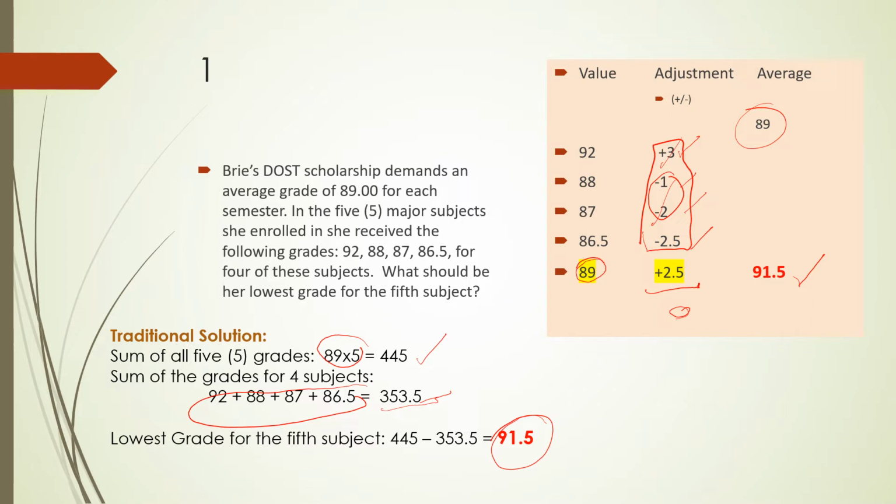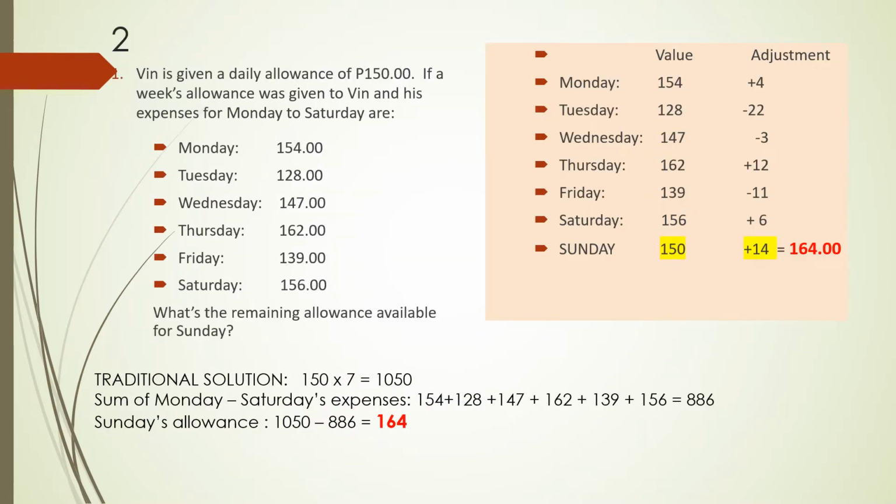So let's work with the second example. For the second example, Vin is given a daily allowance of 150. So if a week's allowance was given in advance to Vin and his expenses are given from Monday to Saturday, what we're asked for would be the remaining allowance for the last day, which is Sunday. So what do we do?